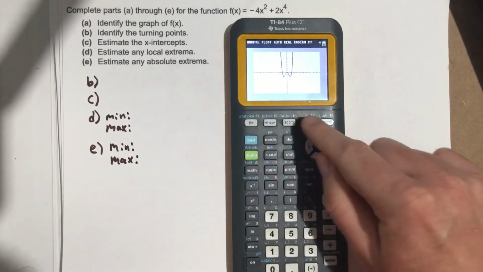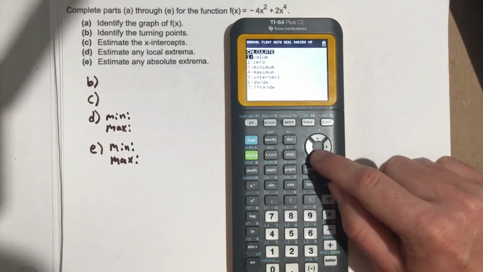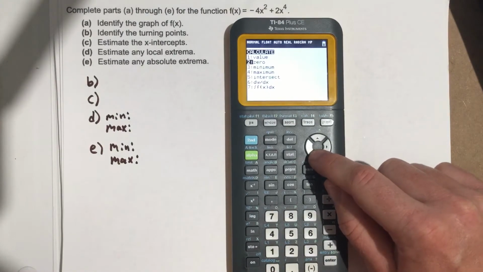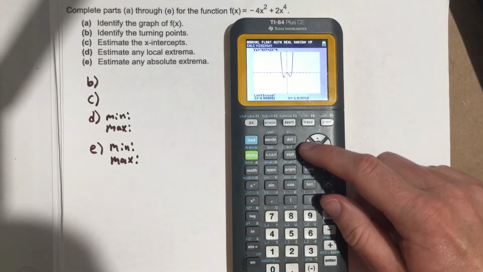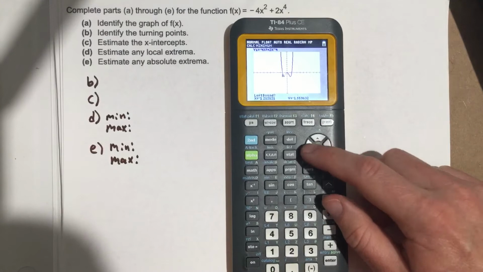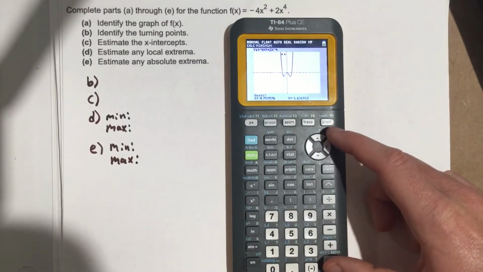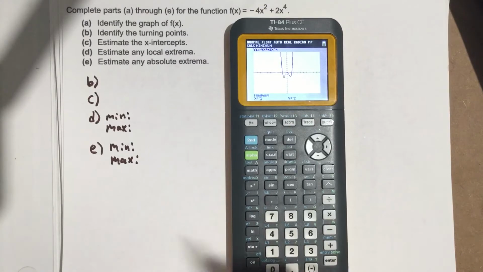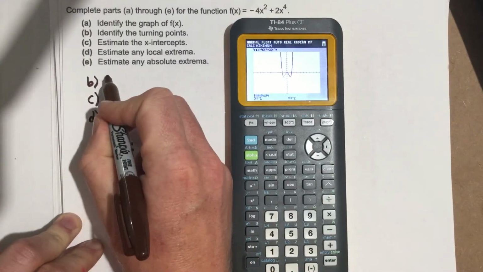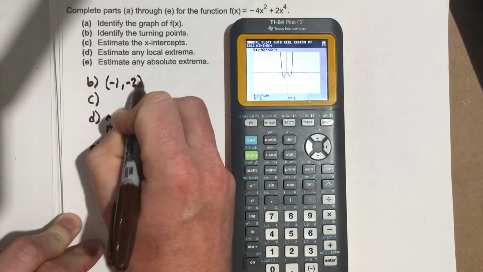Let's start by using the calc button, which is written right there. Second calc, and then we're going to look for some minimums first. And there's a minimum, I think, here, so we're going to go left bound, right bound, guess it, please. It says the minimum is negative 1, negative 2. So that's a turning point. So one of our turning points is negative 1, negative 2.